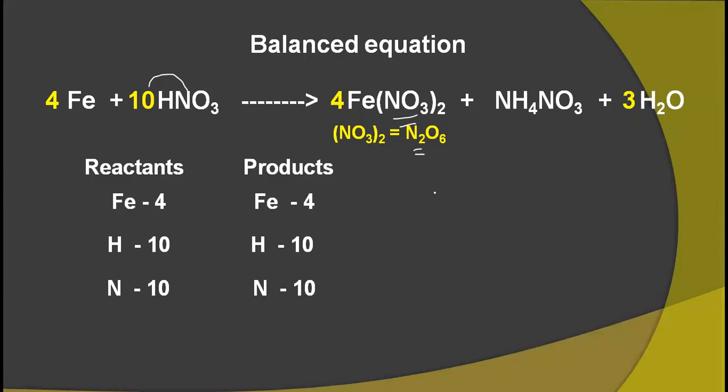atoms. 4 2s are 8. So we have 8 nitrogen atoms in ferrous nitrate, and here we have 2 nitrogen atoms. So that makes totally 10 nitrogen atoms. Hence, nitrogen atoms are also equalized. And what about oxygen atoms?